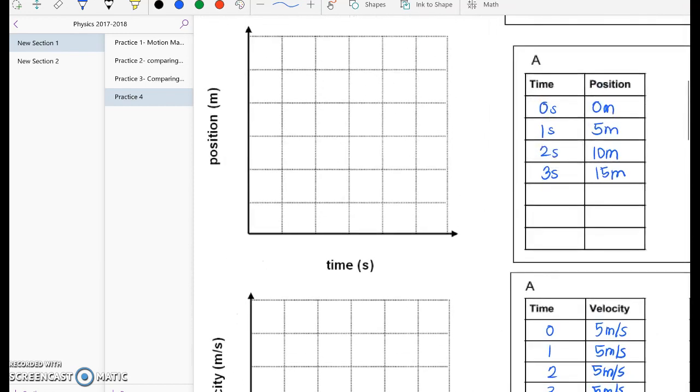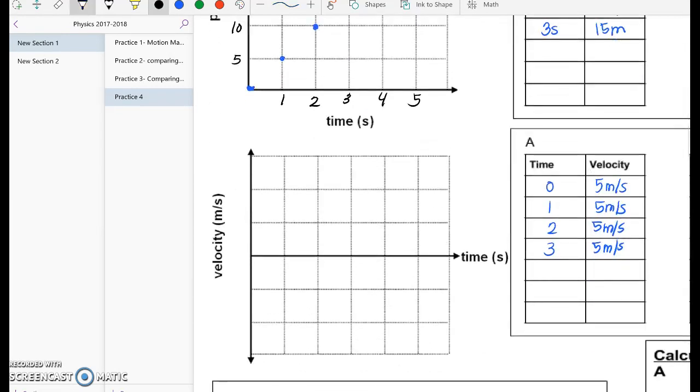Okay, so let's go ahead and make our position time graph. Our time will be 1, 2, 3, 4, 5. And then for position, let's do by 5s. Perfect. So I did this in blue. We'll do 0 at 0. 1 second was at 5. At 2 seconds, he was at 10. At 3 seconds, he reached 15. Okay. And then we'll do 1 here, 2, 3, 4, 5, 6 seconds.